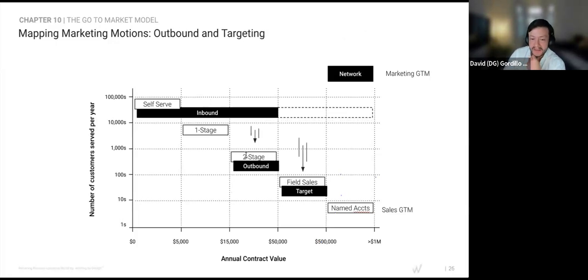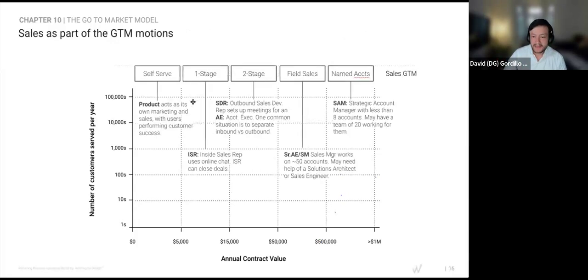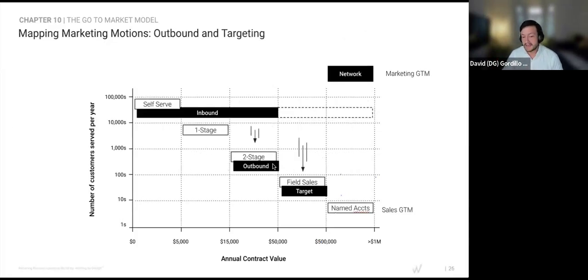So outbounding normally is very well paired with 2 stages. Remember that 2 stages mean that we have SDRs in the mix. So SDRs, or sometimes called BDRs as well, are the ones that are in charge of prospecting. And then when we get to field sales, normally we pair that with a marketing motion that is called targeting.